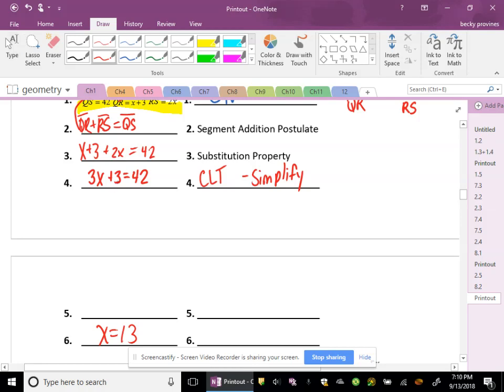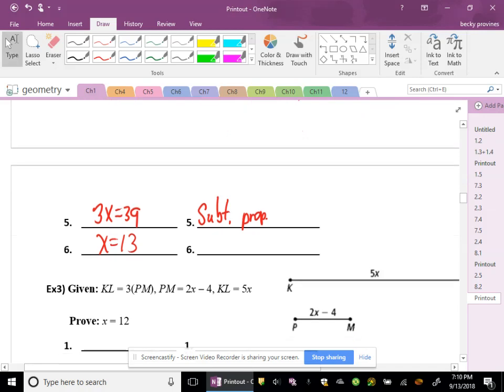So if I'm solving this, I'm subtracting 3 from both sides. So 3x equals 39. Now, I just subtracted, so this is called the subtraction property. Remember, don't write sub-prop because it's confusing with substitution. Now, going from step 5 to step 6, how do you solve for x? Well, you divide on both sides. So this is called the division property.